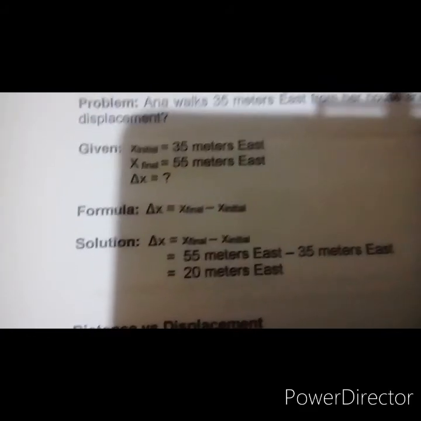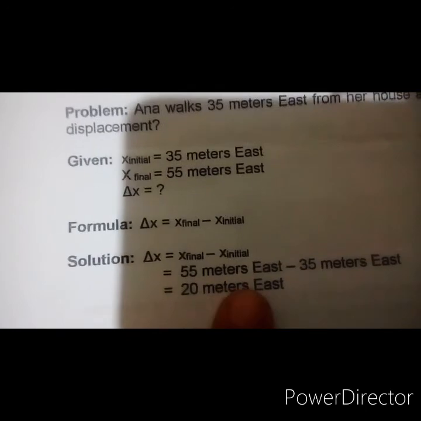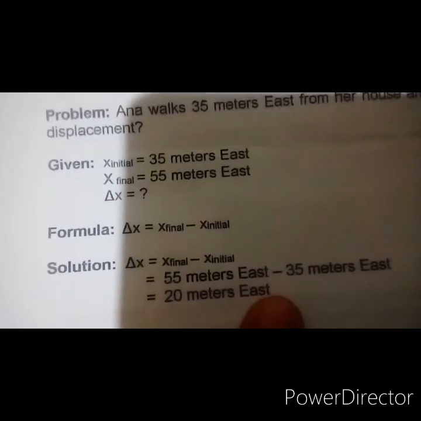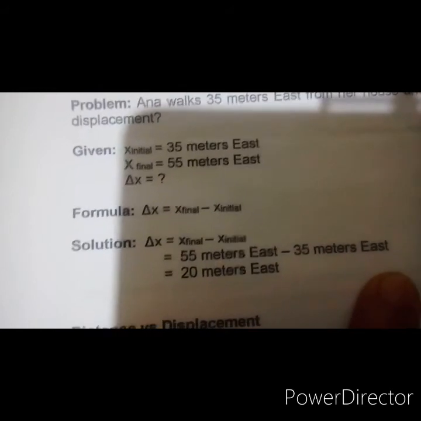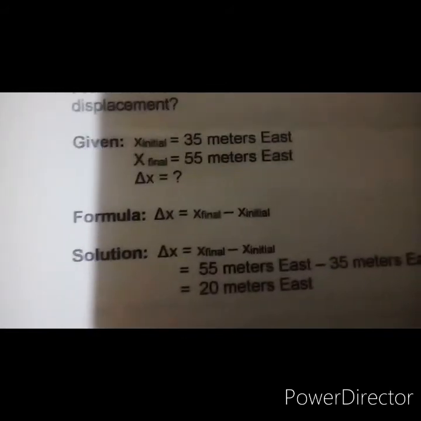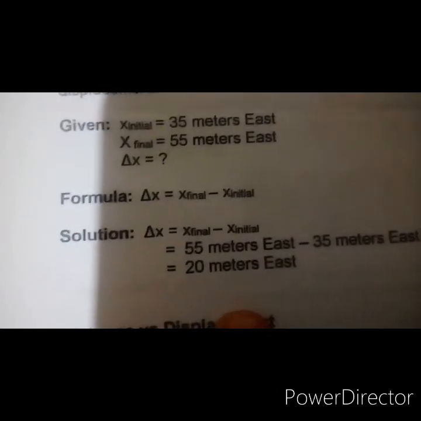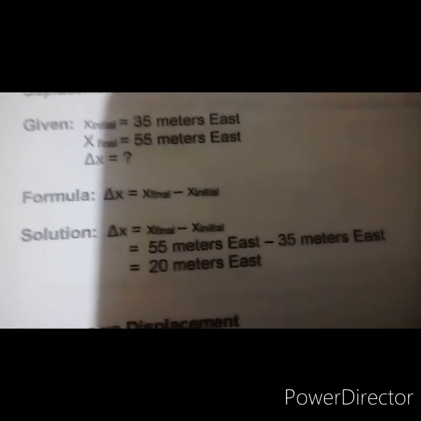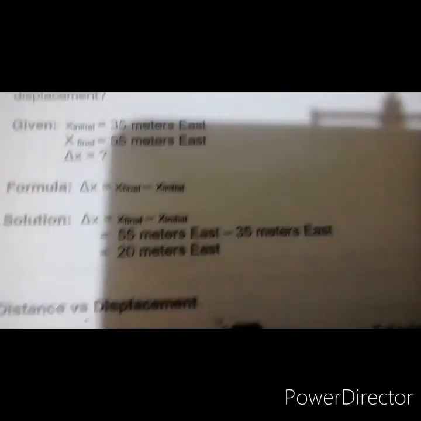You simply substitute the values. So we have 55 meters east minus 35 meters east, meaning you are going to subtract. Now the answer is 20 meters east. Please do not forget to write the unit because it is important for vectors.